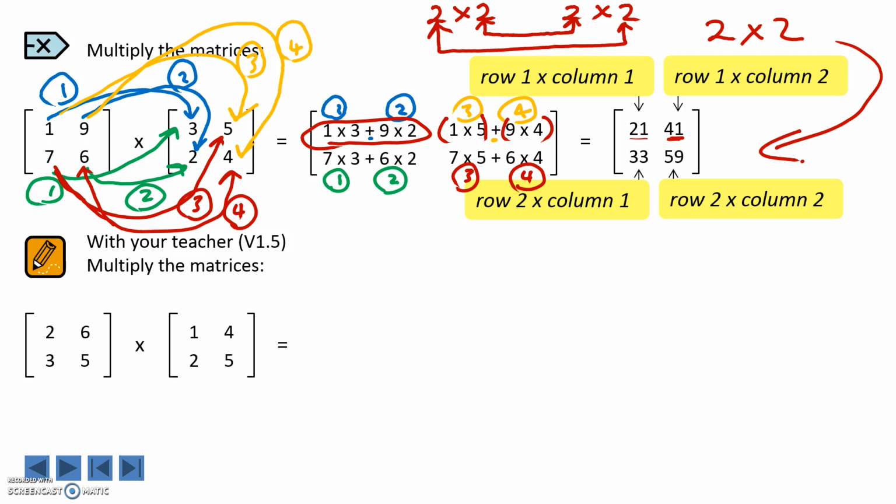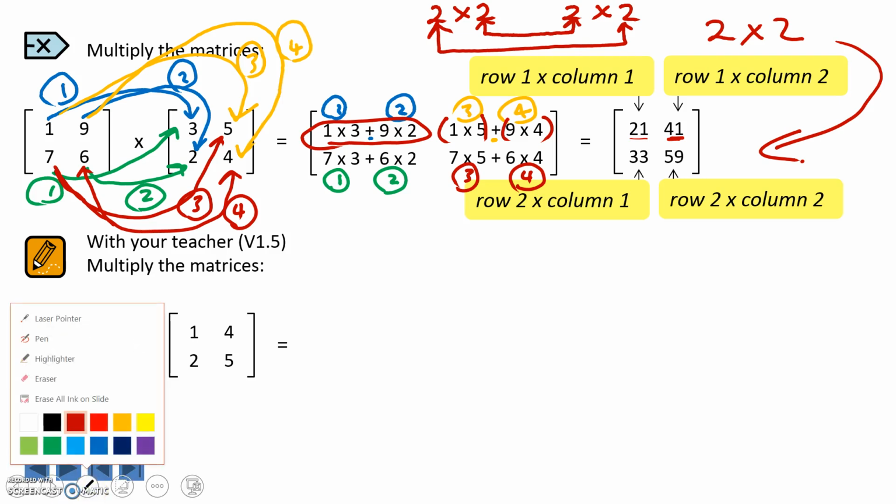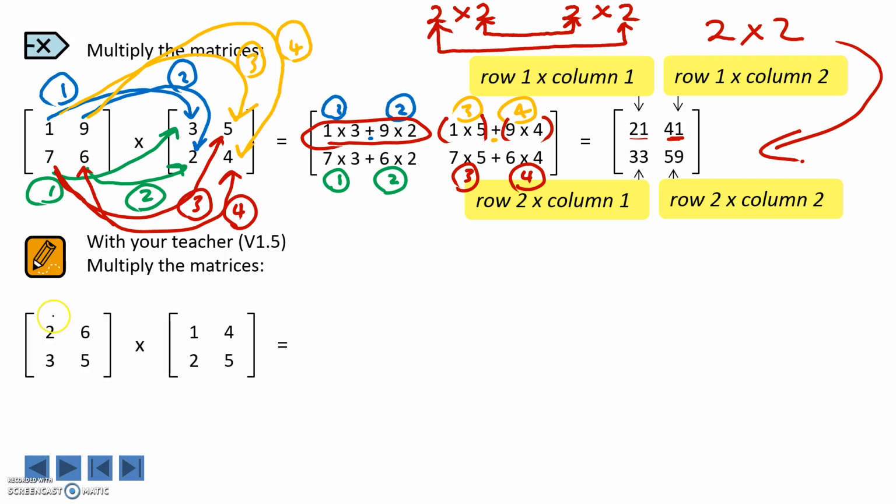Let's do this example that we have. Okay, so I'm going to use the same pen colour this time. So it's going to be 2 times 1 plus, don't forget that, 6 times 2. Then leave a gap so you know that you're not including that in that problem.